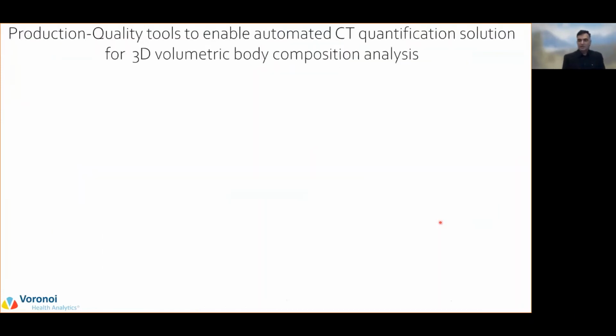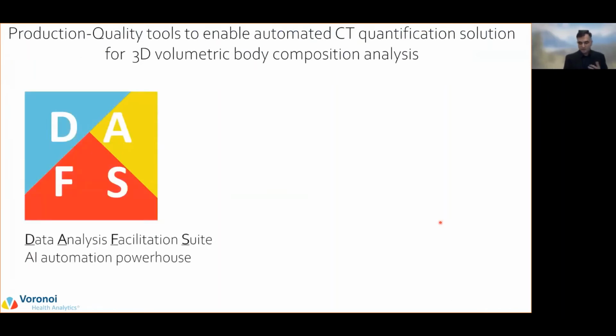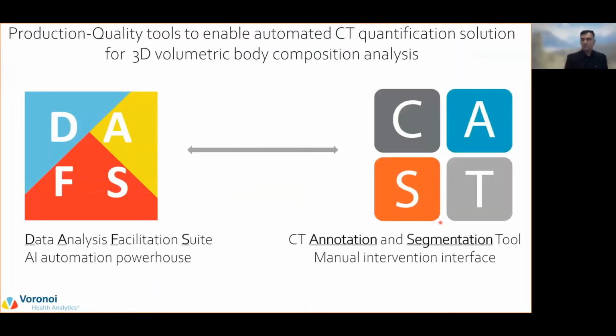So our whole goal has been to not just perform the research, but also to deliver these tools in a form that can be used for large-scale 3D volumetric body composition studies. And the two main pillars of our approach have been DAS, the data analysis and classification suite, which is an AI automation powerhouse, and then the CT annotation and segmentation tool, which is the manual intervention interface, where some editing that is required can be done efficiently and effortlessly.